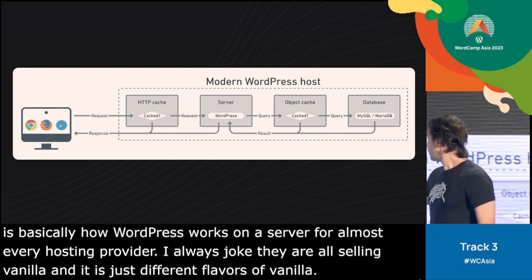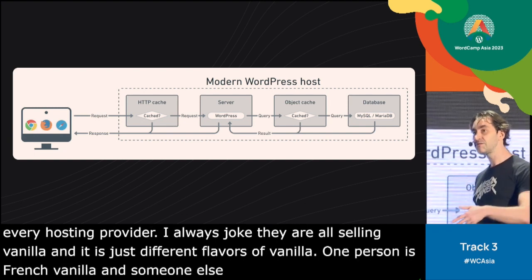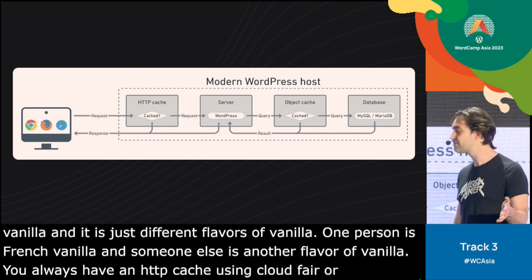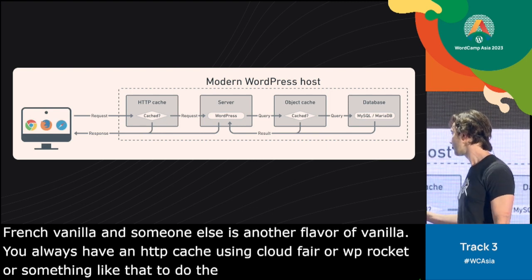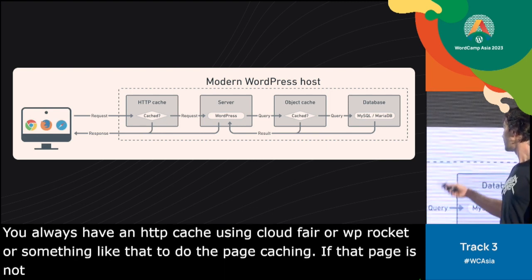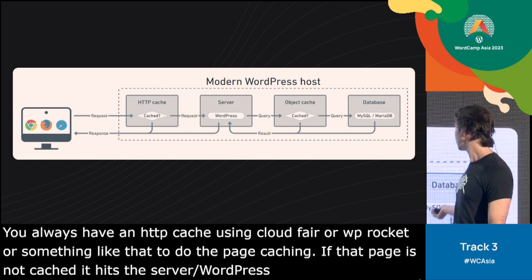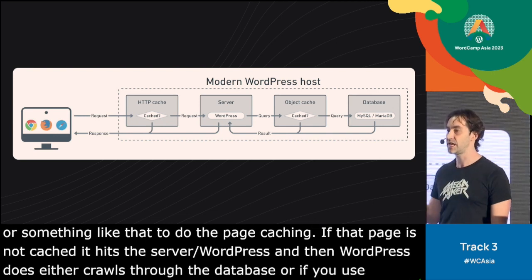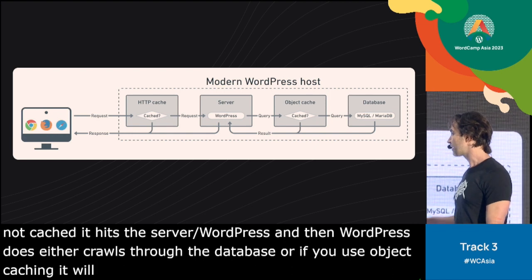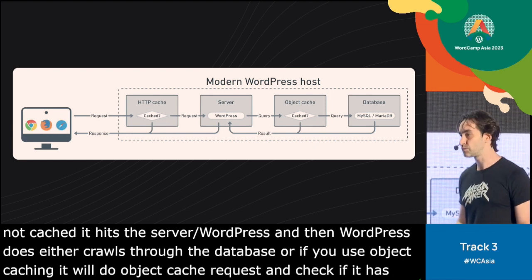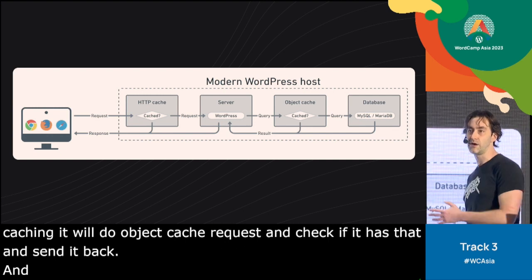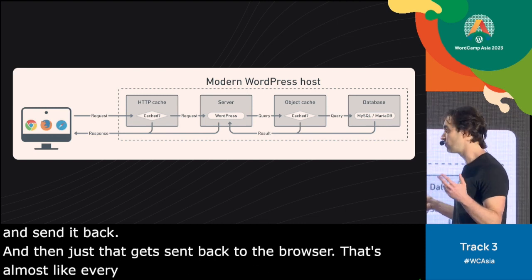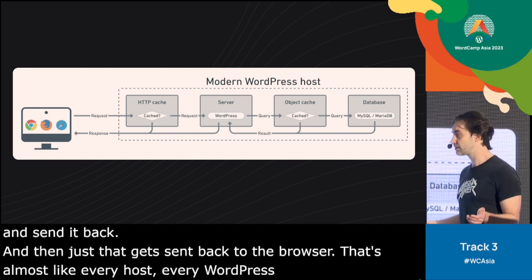So you always have an HTTP cache, so either you're using Cloudflare or you're using WP Rocket or something like that to do the page caching. If that page's not cached, it hits the server and WordPress, and then WordPress does either SQL queries directly to the database, or if you're using object caching, it will do object cache requests and check if it has that and send it back. And then that gets sent back to your browser. And that's essentially how almost every host, every WordPress site, system, whatever, is really hosted at this point.